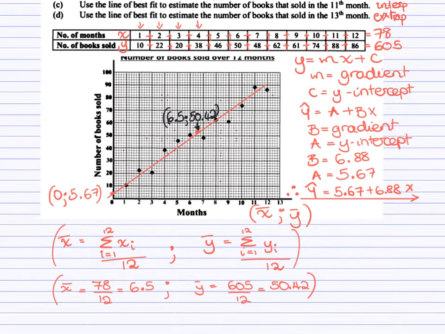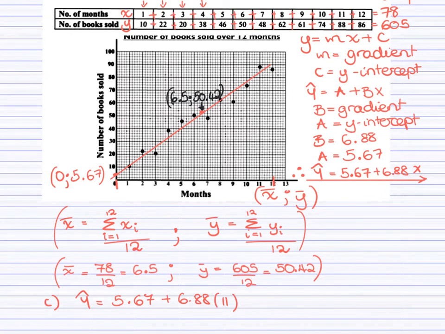Now, from your data set, we see that it runs from 1 to 12. So anything between those, between 1 and 12, is within your given range. That's within the data set you were originally given. The 13th month, however, is outside the number of months that you were given. So that would be extrapolation.